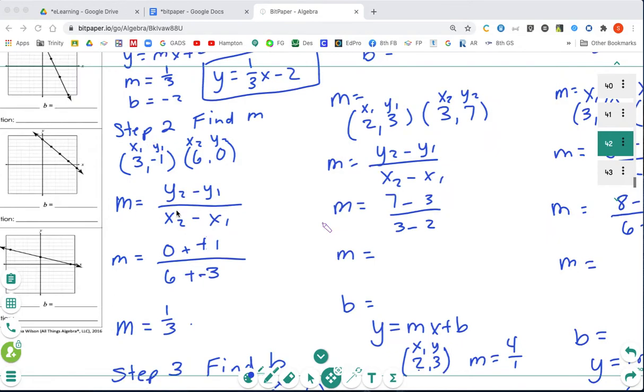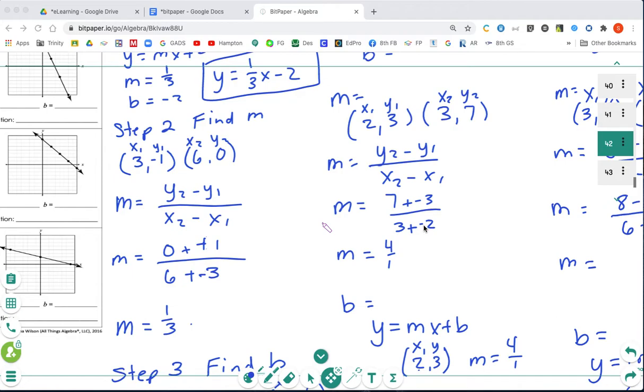So I'm going to go ahead and find the slope, x1, y1, x2, y2. M equals y2 minus y1 over x2 minus x1. M equals 7 minus 3, and then 3 minus 2. So I'm going to keep, change, change, keep, change, change. So my slope is going to be 4/1.